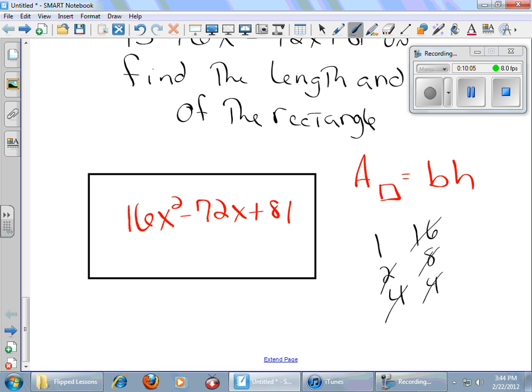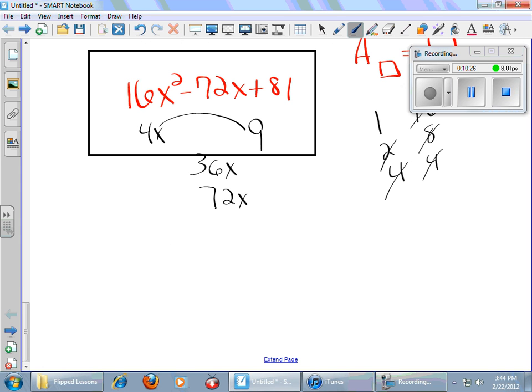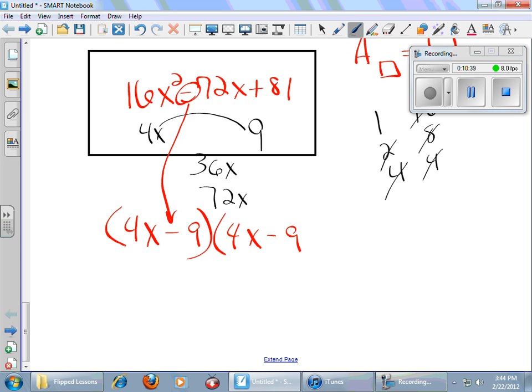So there is no GCF. But 16x squared is a perfect square. Its square root is 4x. 81 is a perfect square. Its square root is 9. All right. If I multiply 4 times 9, I get 36x. If I double that, I get 72x. This is a perfect square trinomial. So I'm going to factor the area expression, and it's going to come out to be 4x minus 9. Why minus? Because of this minus right here. And then times the quantity 4x minus 9. And there it is. That's the base.